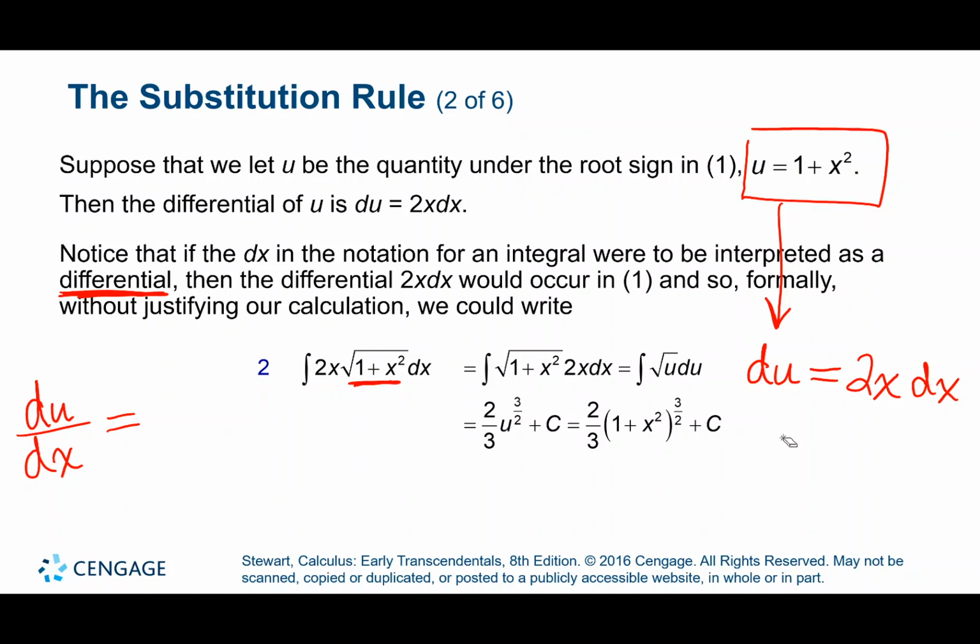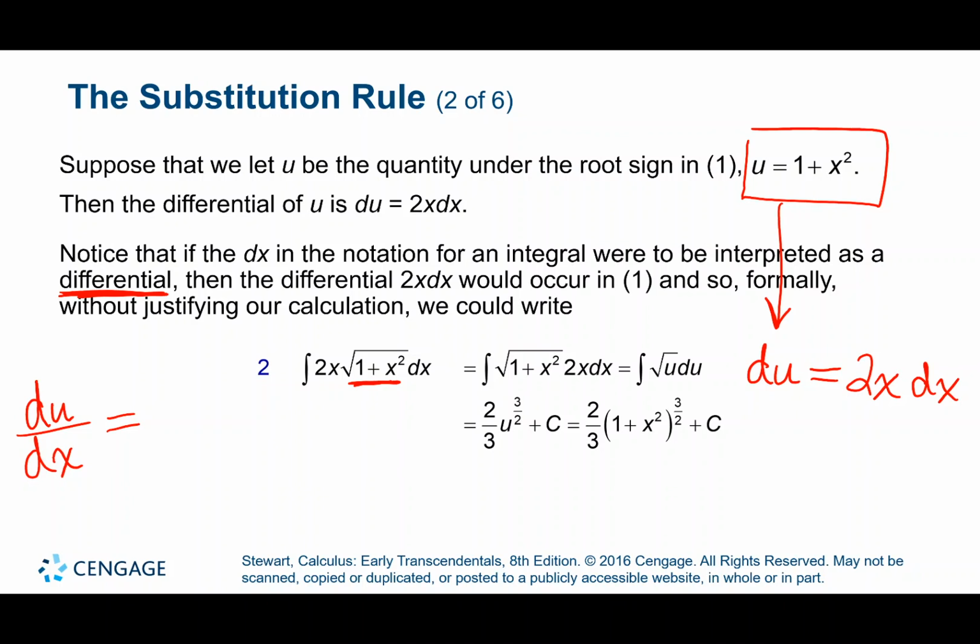Okay. And so as it turns out on this one, the u part takes care of the part underneath the square root. And then du would be 2x dx, which is everything we have left over that has an x in it. So this 2x and dx are going to get absorbed into the du term, and then we'll have square root of u. So that's what's going on here.